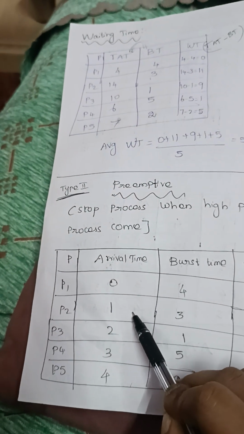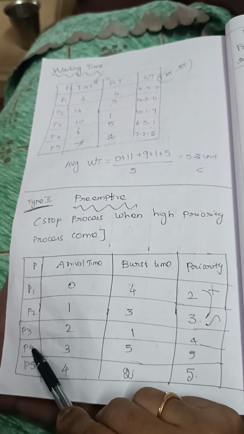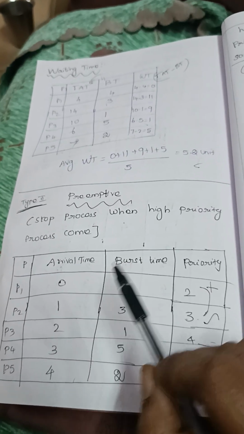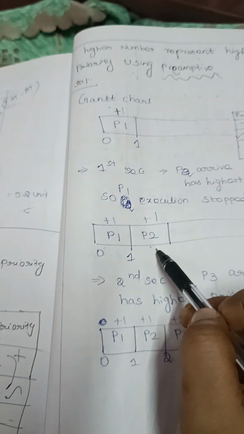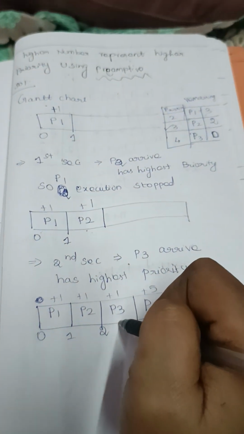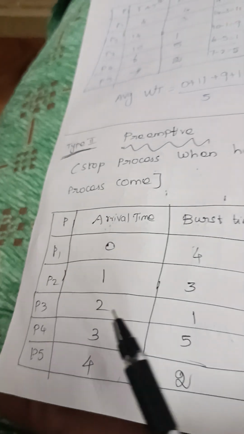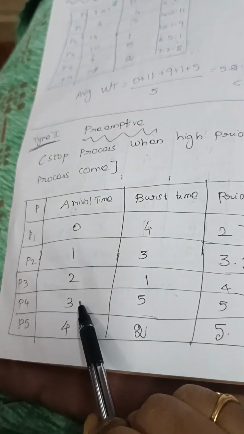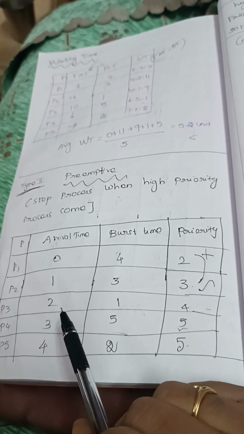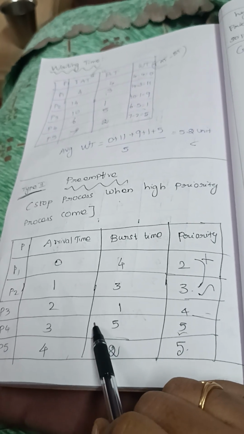And then at 2 seconds the P3 process arrives and its priority is higher. So the P2 process executed 1 second and stops, and P3 gets executed. Next at the 3rd second, the P4 process arrived and its priority is very high. So P3 process execution is stopped and P4 execution is started.